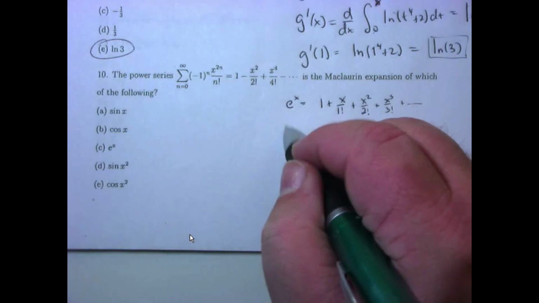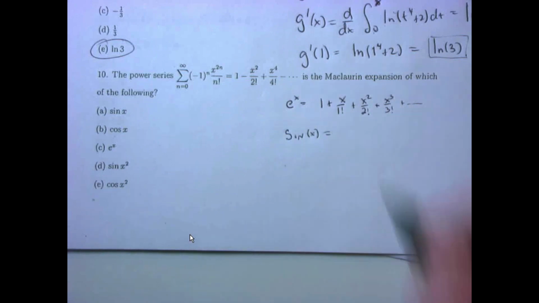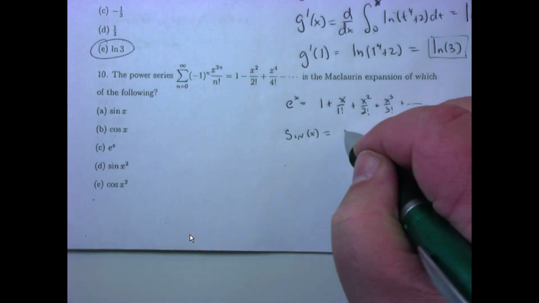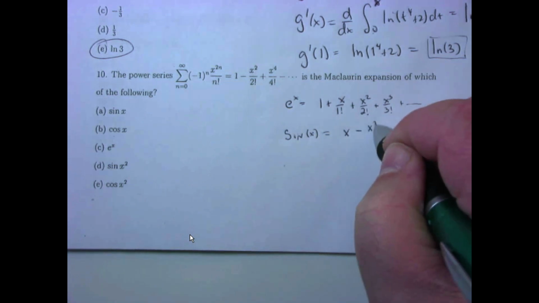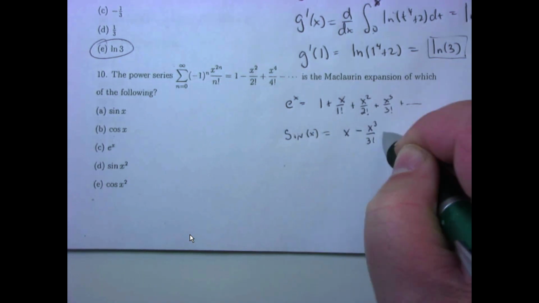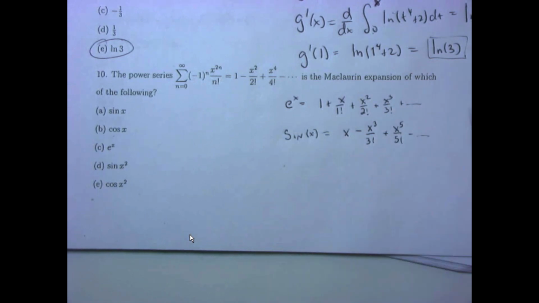What is the Maclaurin series for sine of x? Sine is what kind of function? Odd. So what was the answer? It was x minus x cubed over 3 factorial plus x to the 5th over 5 factorial minus, and so on. It alternates, of course. Okay?